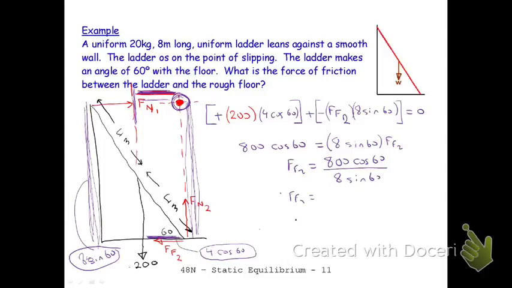FF2 is equal to 100 over tan 60. It turns out it doesn't matter. Just work out what that number is. 100 cosine 60 over sine 60. What does that work out to be? 57.7? Sounds about right.